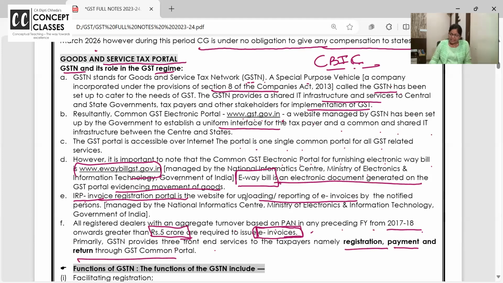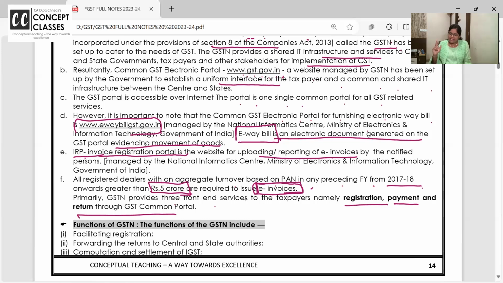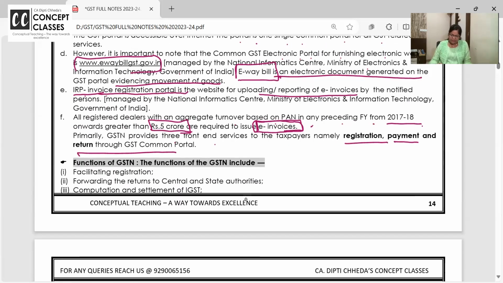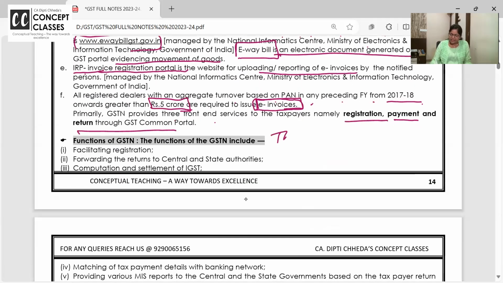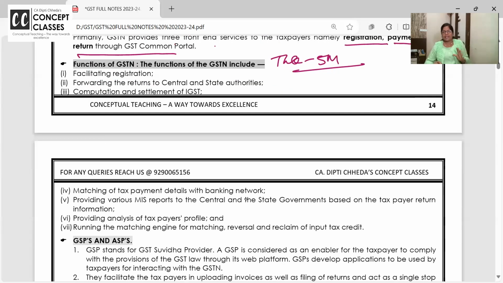Everyone in the class is clear that e-way is different and e-invoice is different, right? This is already asked in one of the exams, 5 marks, straight theory question. Now I'm helpless. You all need to keep patience for 2 chapters. For 2 chapters, no calculation is going to start. It's all the concept. I'm not saying it's theory, but it's a beautiful concept.